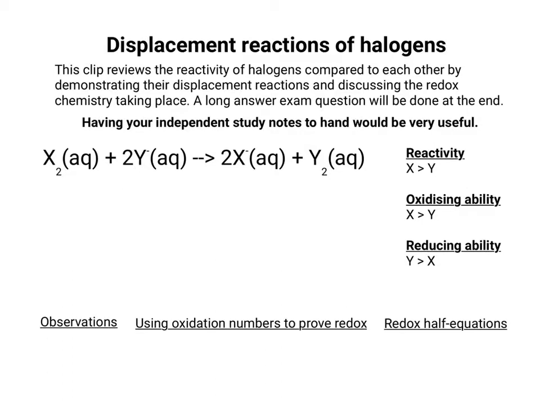So along the bottom are the things you need to be able to do. For the specification, you need to put down your observations as you see them. You need to be able to use oxidation numbers to prove that redox has happened, and you need to be able to use that idea to construct redox half equations.